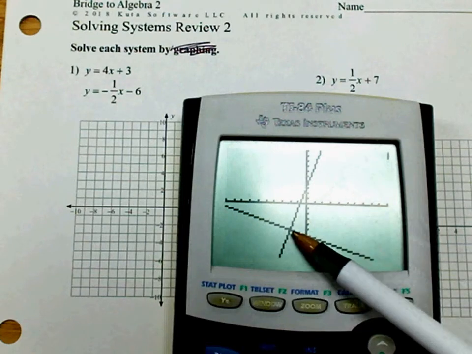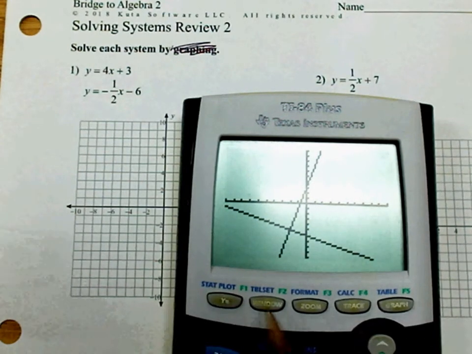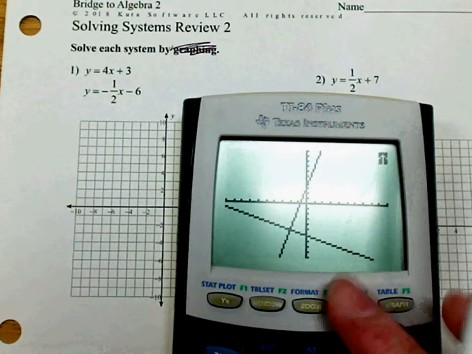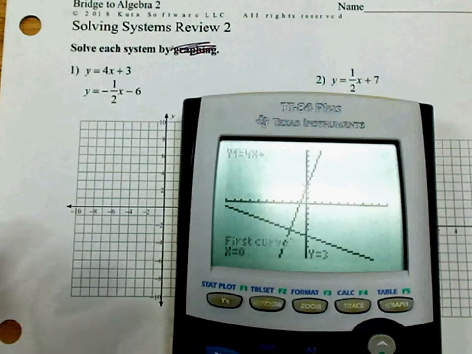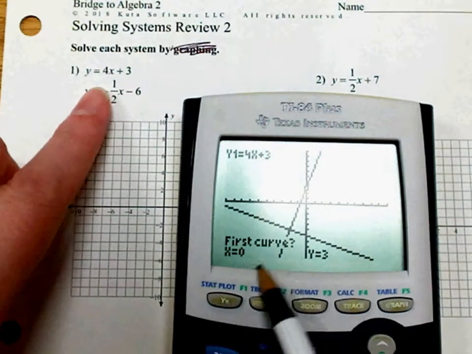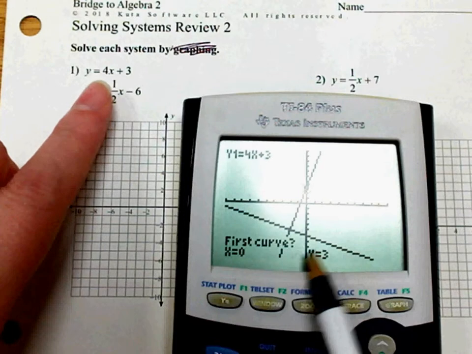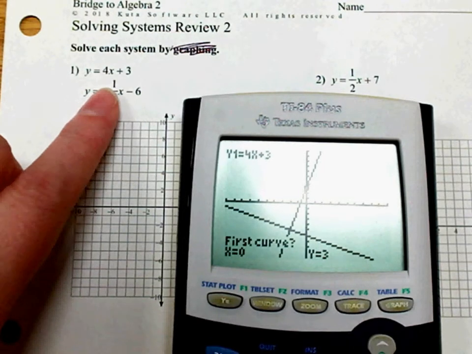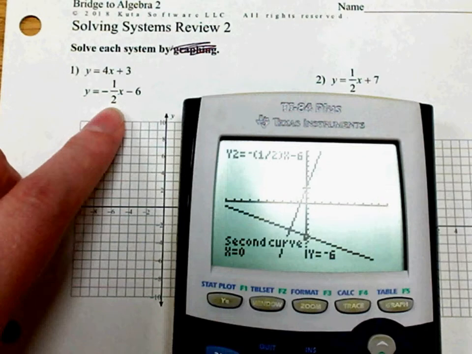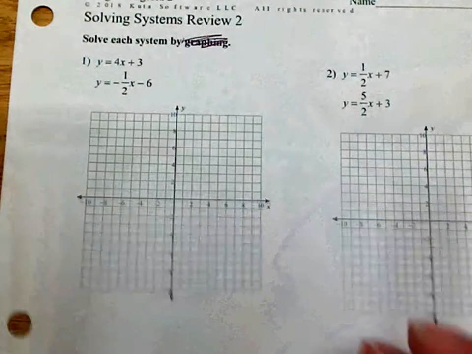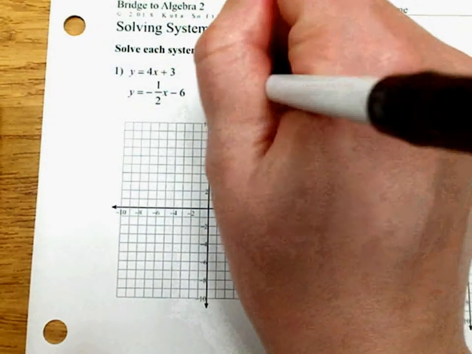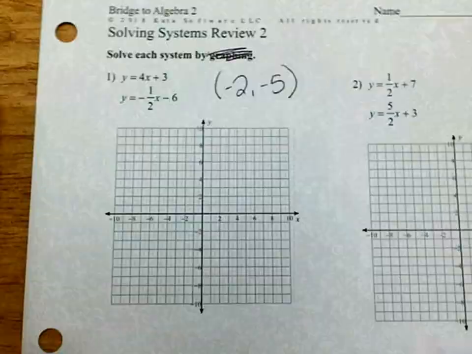And we can see the answer right here, so we don't have to mess with the window. And we're just going to go to second, trace to calc, and then we're going to go to the 5 because that's the intersect, and intersect means the place where they cross, and that's where the answer is. We're going to double check that this is our first curve because it has a question mark on it, so that's not the answer yet. Yes, that is the first curve, hit enter. Yes, that is the second curve, hit enter. Yes, I want you to guess, hit enter again, and it has the intersection here at -2, -5, okay?